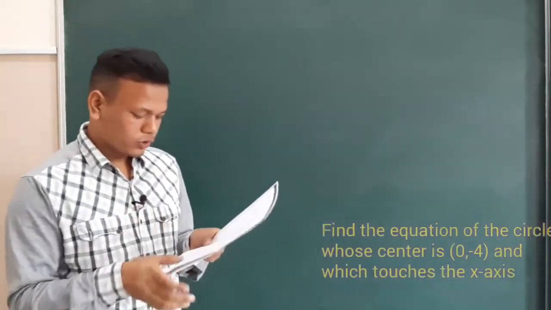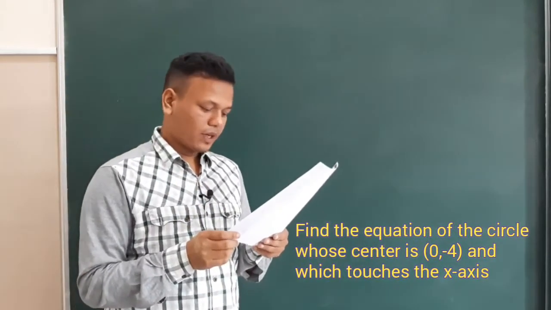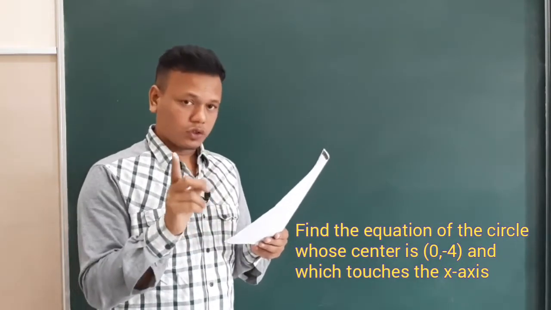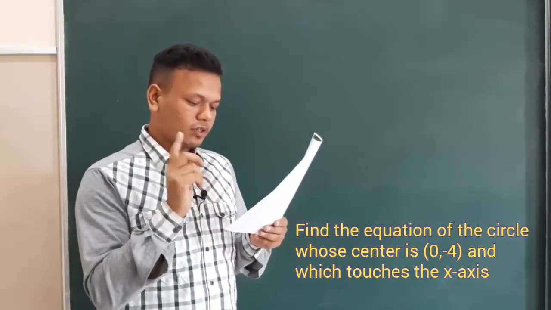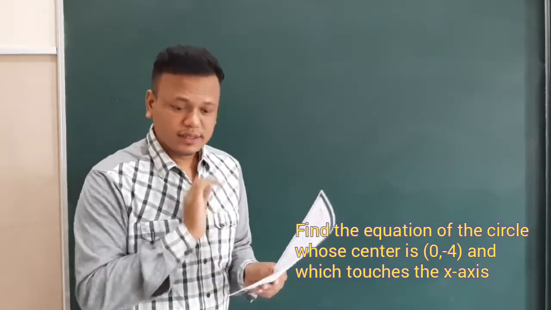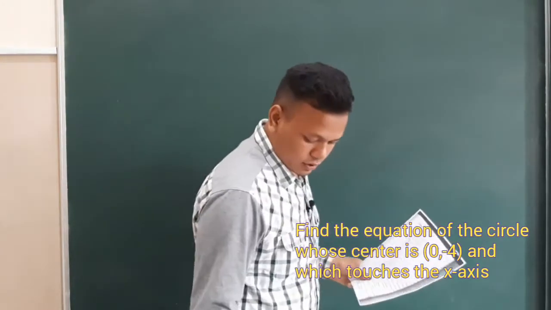Let's take next question, that is question number 8. So the question says, find the equation of the circle. Number 1, I am taking only one, whose center is 0 comma minus 4 and which touches the x-axis. So there is a circle which touches x-axis, meaning x-axis is acting like your tangent. Okay, so let me draw that particular circle for you.